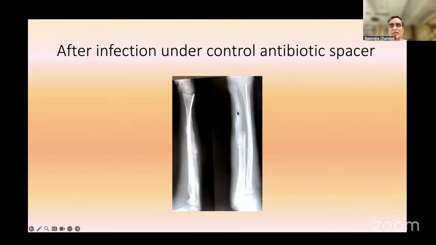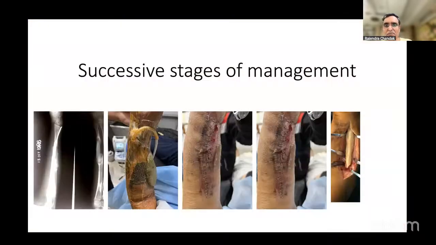So for the forearm, what we can use is a cylinder of cement, which in our theater we call a balan of cement. The balan has a central medullary wire or K-wire, or you can use an L wire. The L wire is put first, and on that the central part of the cement is put. That leads to good elution and gives good enough stability to control infection.